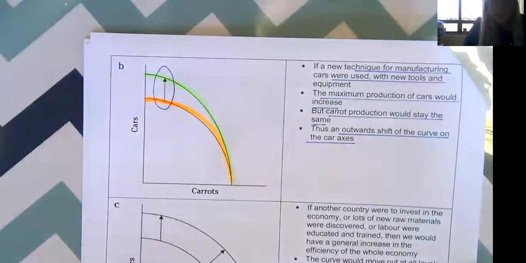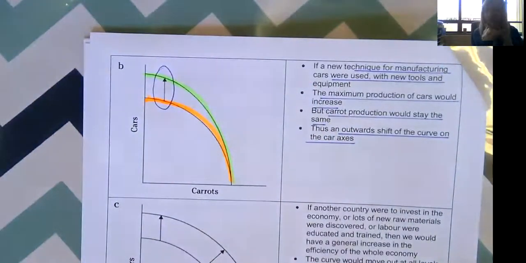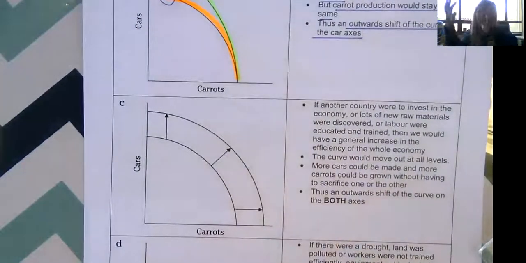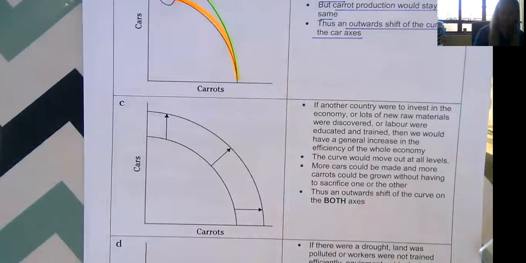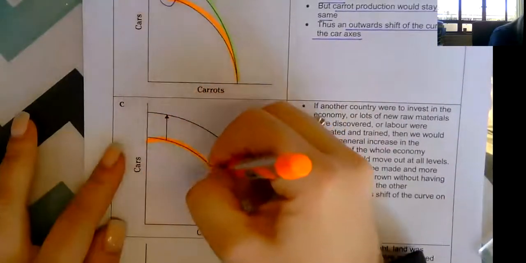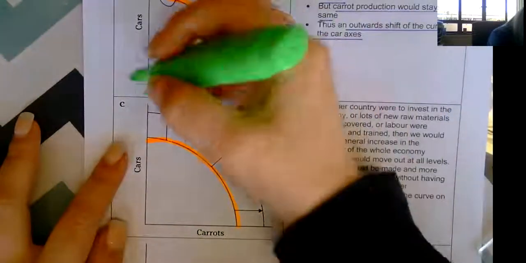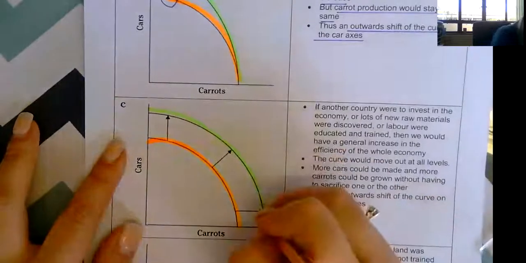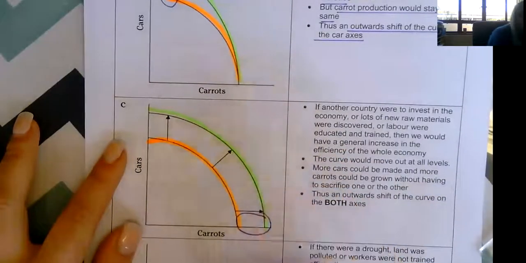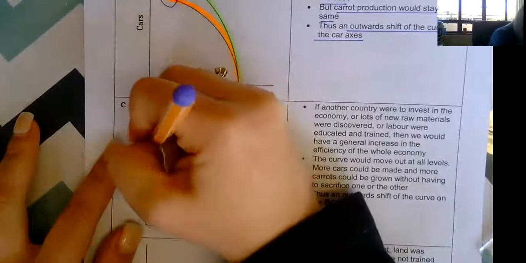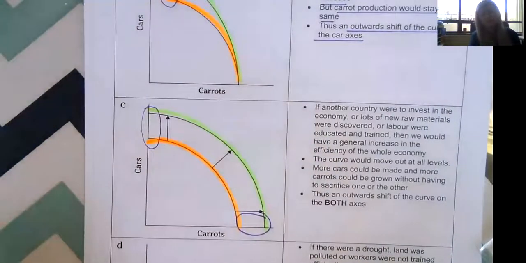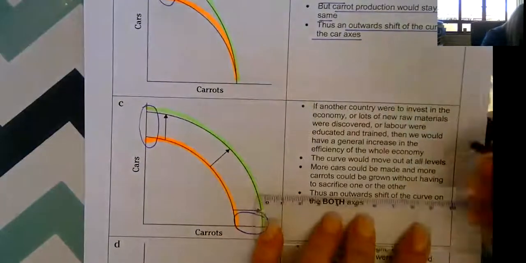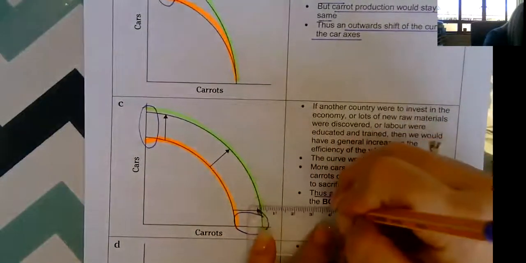But now, let's say there's been an improvement in production techniques in both cars and carrots. That means the whole curve will shift and not only a part. So if this was the original one, and this is the cars and carrots. As you can see, there was a production technique increase in carrots because that has increased, and in cars it has increased. So both move outward. Thus, both will move to the outward axis.